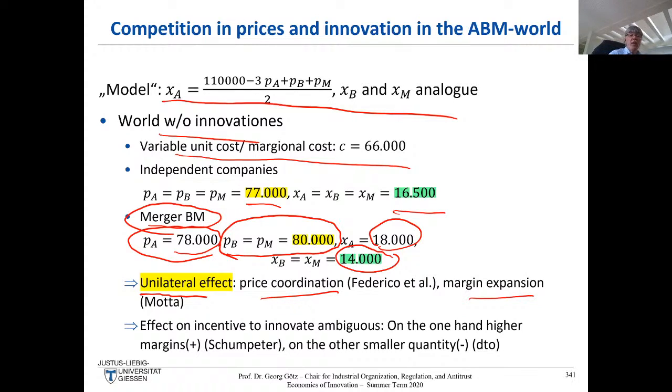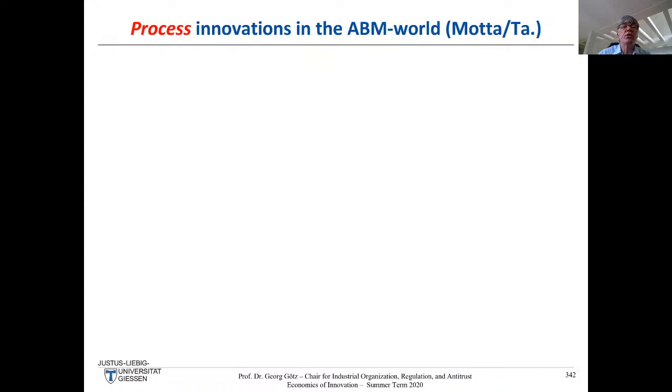And now what is already interesting is what do we then expect in terms of incentives to innovate? On the one hand, we have higher margins, and remember Schumpeter, that's a good thing, more profitable. On the other hand, these firms are now smaller, in particular the merging firms produce less, and this might be negative. At least that's what Motta and the others expect. Now, what we are doing next is looking into process innovations.